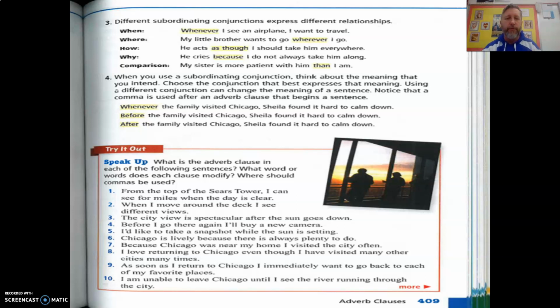There's that list on page 408. It says, what word or words does each clause modify? And then, where should the commas be used? Why don't we go through numbers 1 and 2 first together, and then I'll have you do numbers 3 to 10 on your own. How's that?